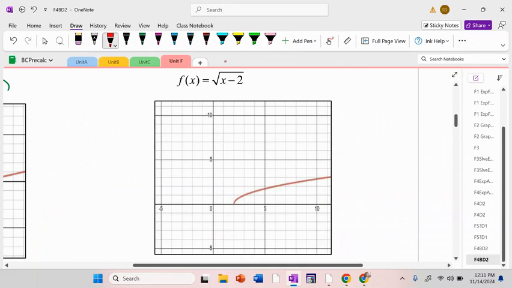Input, say it. Output. So yes, that is 2. 2 minus 2 is 0. Square root of 0 is 0. And then this is 3. Well, wait, 3 minus 2 is 1. Square root of 1 is 1.